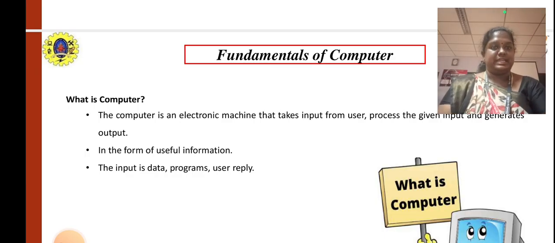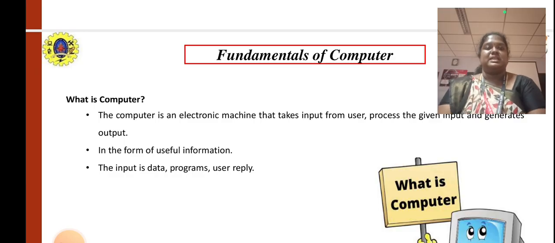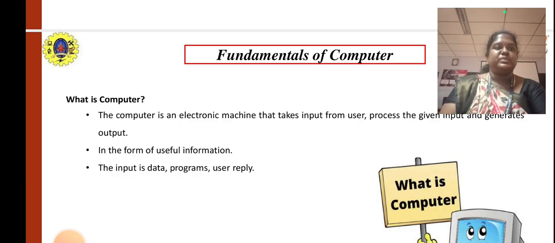The input is data, programs and user replies. A computer is an electronic machine that takes input from the user, processes the given input and generates output in the form of useful information. The input is data, programs and user replies too.